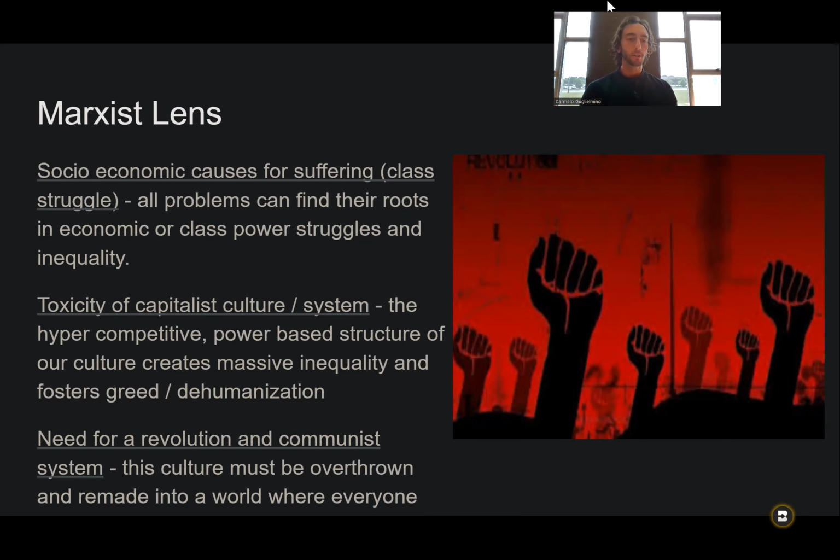So what is the Marxist lens concerned about? First thing, as it says here, is the socioeconomic causes for suffering, okay? Particularly with class struggle. So it says here, all problems can find their roots in economic or class power struggles and inequality. That, ladies and gentlemen, is a fundamental idea from Marxist philosophy, that all problems, all conflict derives from socioeconomic inequality and from some struggle between the upper and lower classes in some way, shape, or form.